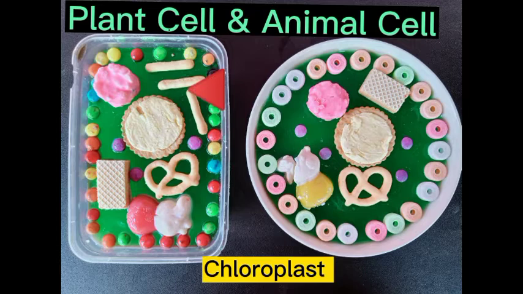The chloroplast contains chlorophyll, a green pigment that traps sunlight, the site of photosynthesis. Plant cells only have the chloroplast.